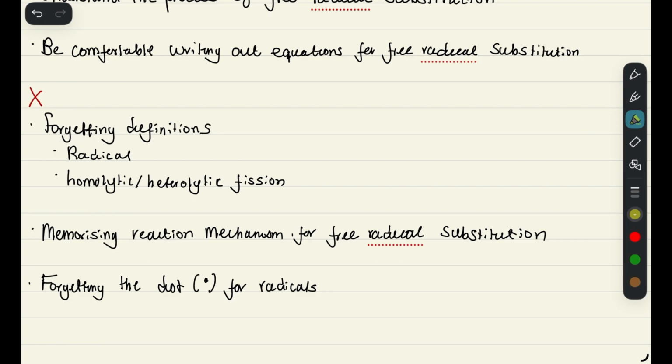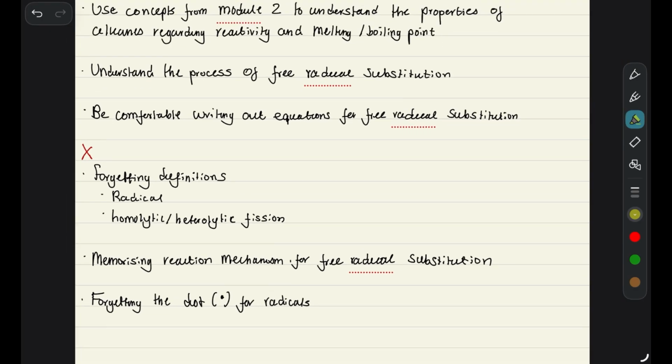Don't waste time. And something that's really, really important, a lot of people miss out, is the dot for a radical. Please, please don't forget the dot for a radical, because they will look for it and mark you down if you forget it. So make sure that you're putting that in the question, because a lot of people do forget, and it is an easy mistake to make.